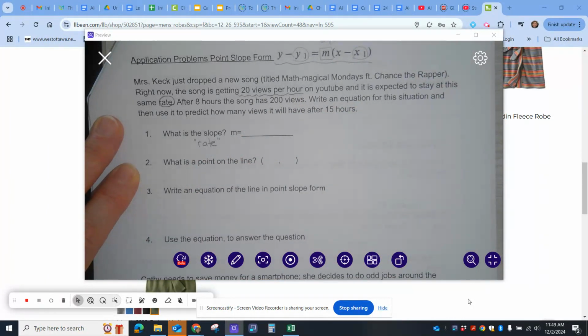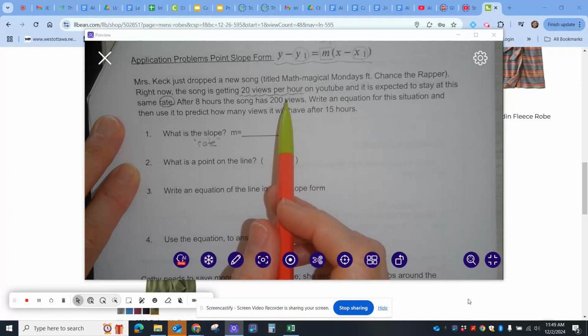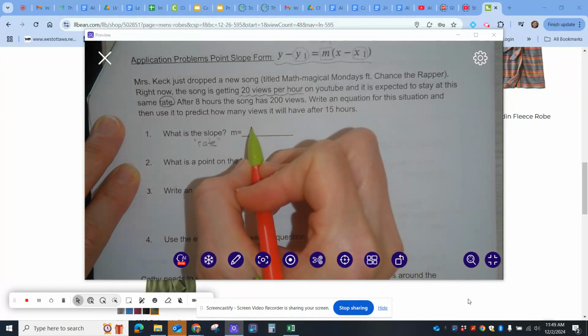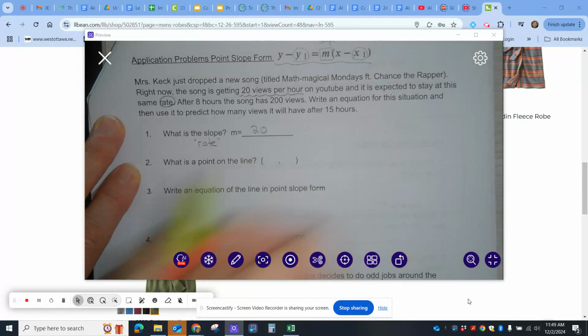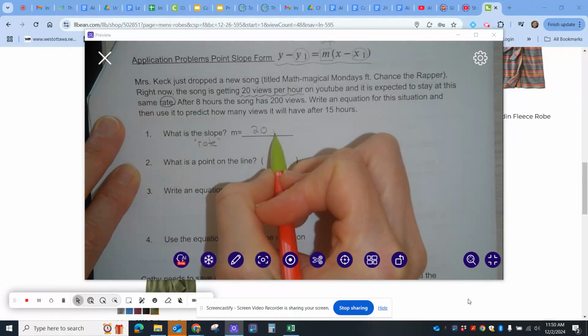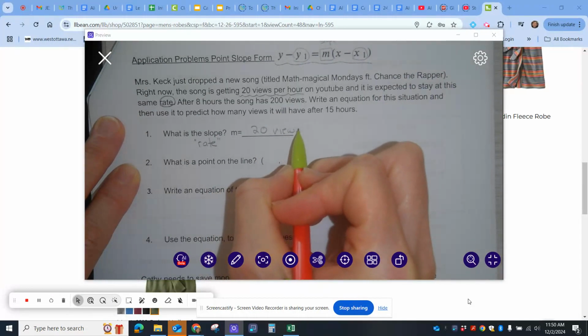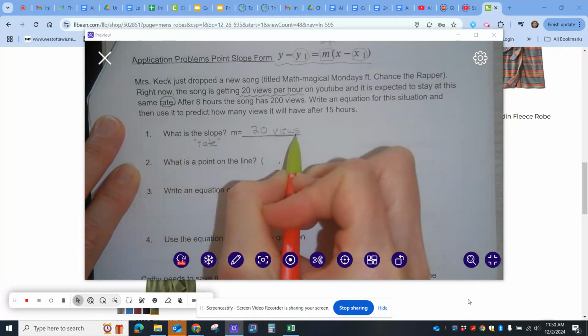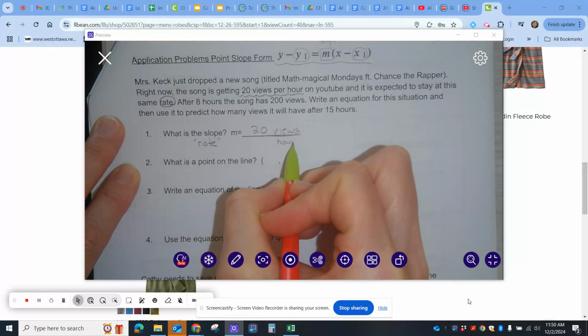If you read that, that also sounds like a rate, 20 views per hour. A rate is like miles per hour, or dollars per hour. So anything that sounds like a rate will be your slope. So I already know my slope is 20. And it's 20 views per hour. So I'm going to put views over hours.